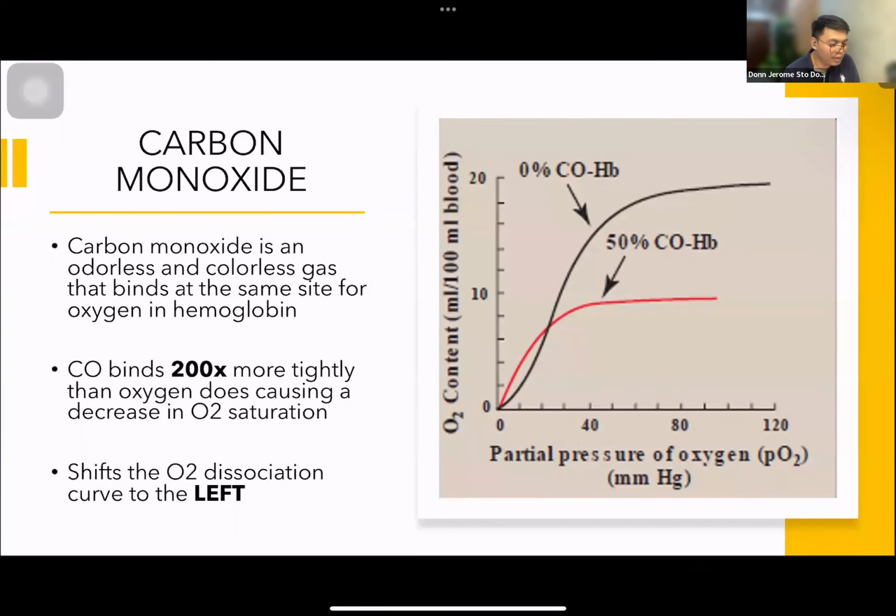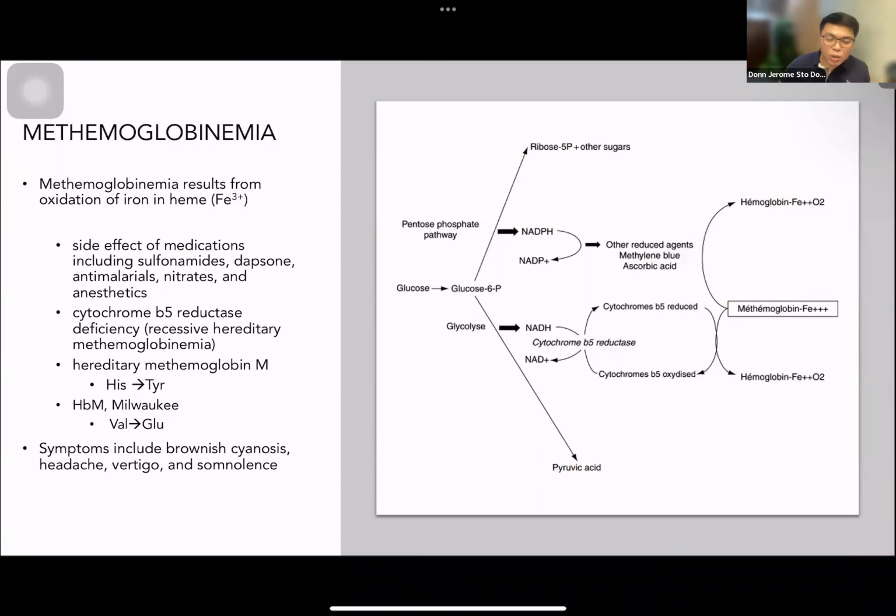So that's what the picture looks like. Last is methemoglobinemia. It's part of the learning objectives. Methemoglobinemia results from oxidation of the ferrous ion present in the heme to ferric ion. So from ferrous to ferric.